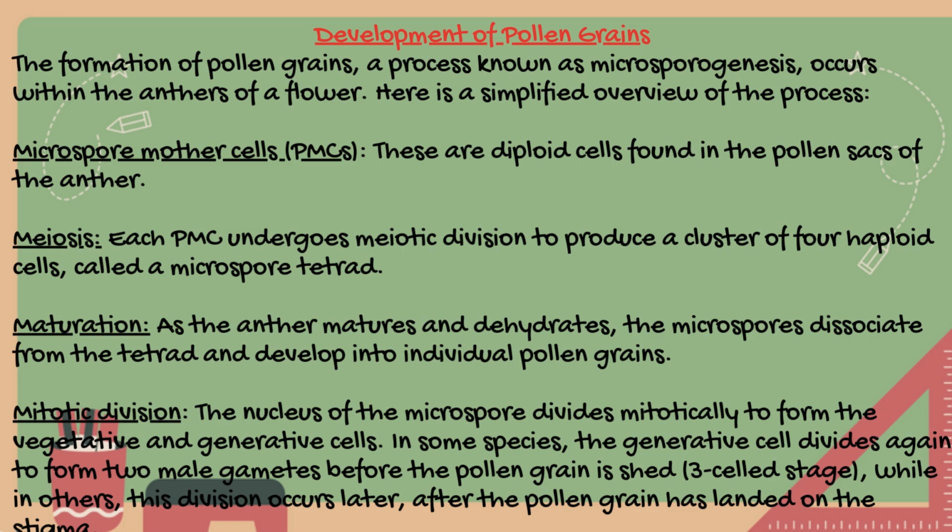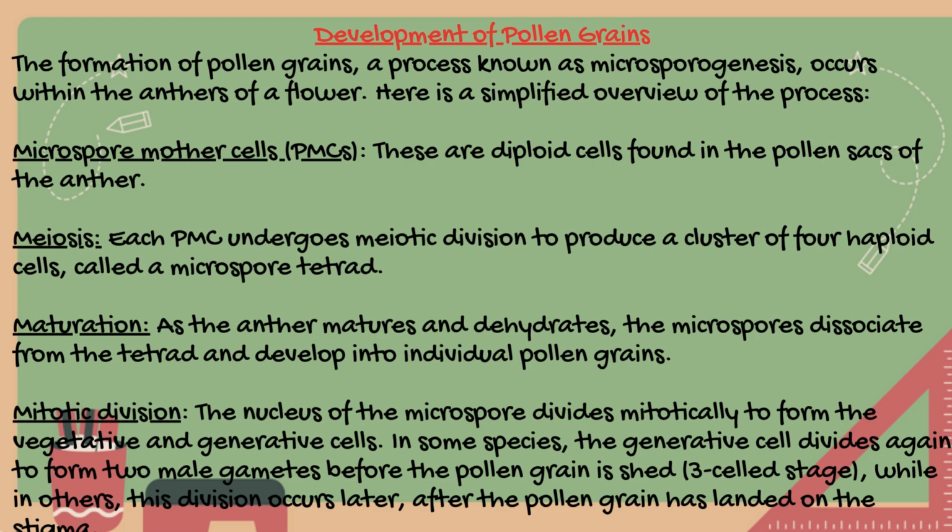Development of pollen grains. The formation of pollen grains, a process known as microsporogenesis, occurs within the anther of a flower. Here is a simplified overview of the process. Microspore mother cell: these are diploid cells found in the pollen sac of the anther. The next one is meiosis. Each pollen mother cell undergoes meiotic division to produce a cluster of four haploid cells called microspore tetrads.